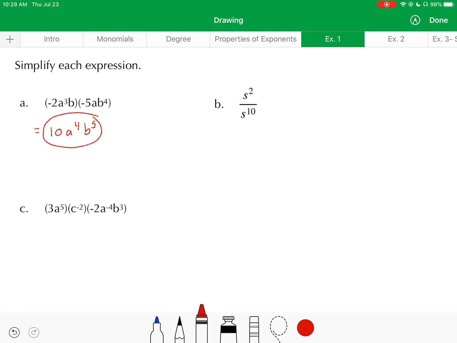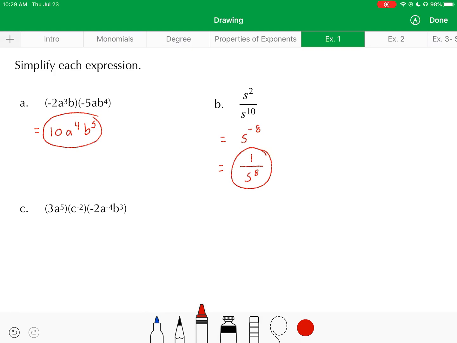All right, s squared, if you divide that by s to the 10th, you could subtract the exponents, do 2 minus 10, and that'll give you s to the negative 8th. We don't want to leave the exponent as negative, though, so we're going to write this as 1 over s to the positive 8th.